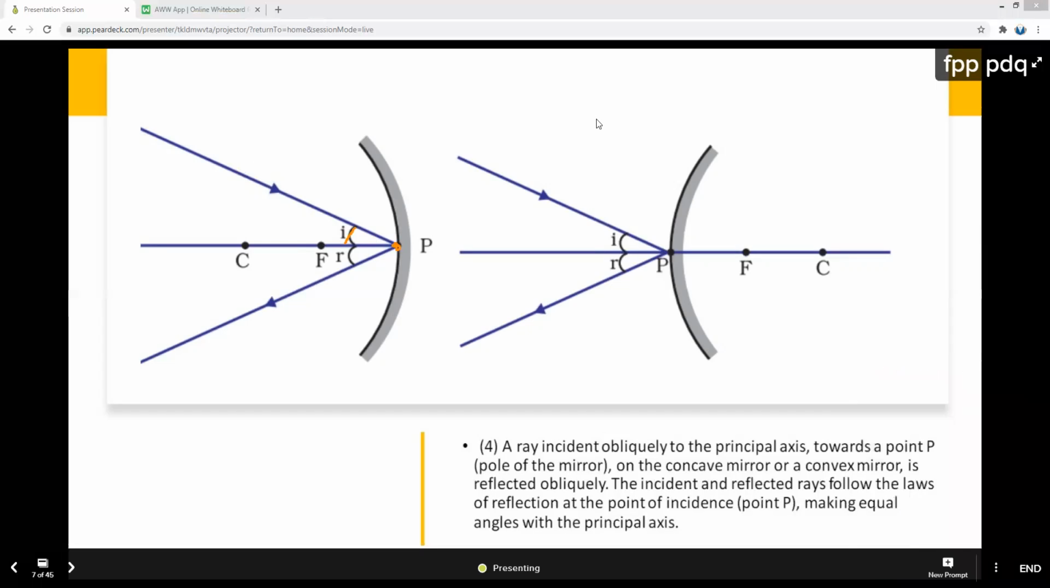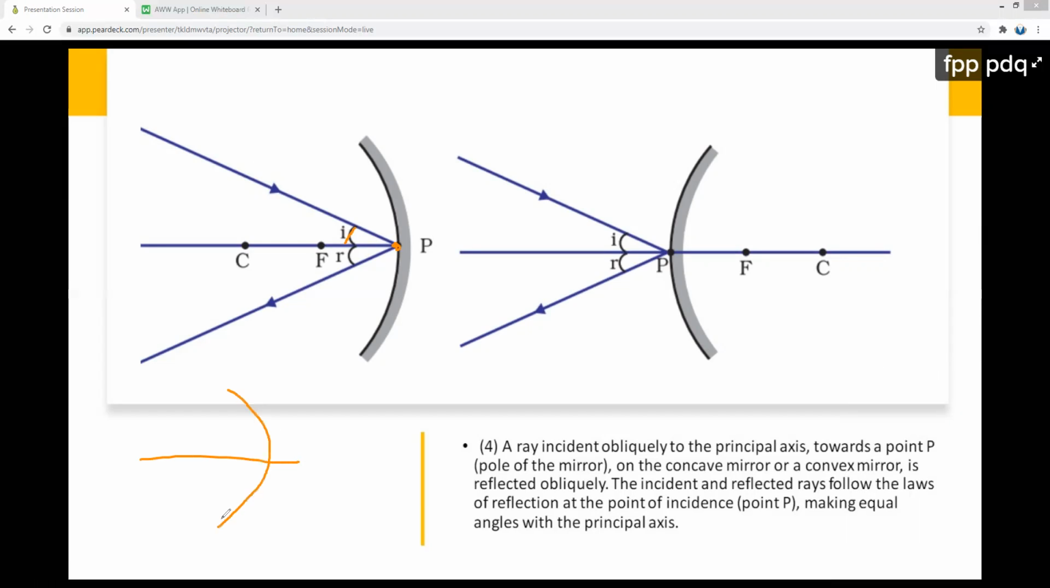So basically, if this is a mirror, a concave mirror.